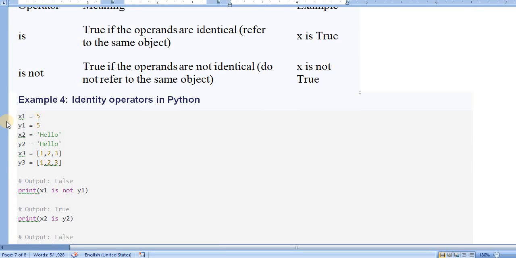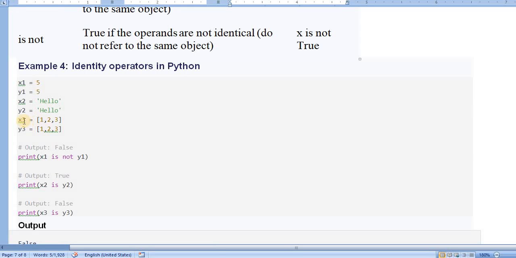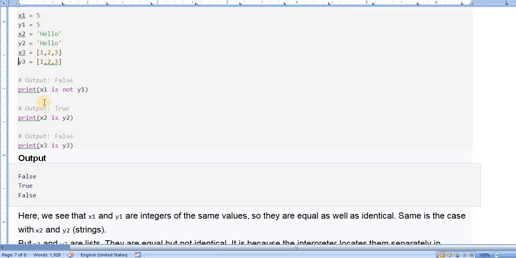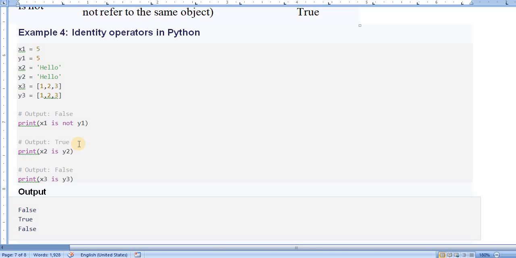Okay, so look at the example here: x1 equals 5, y1 equals 5. So x1 and y1 both point to the same location, x2 and y2 are both "hello" and also point to the same location, and x3 and y3 are both lists. x1 is not y1, okay, and x2 is y2, x3 is y3. The is operator is used here.